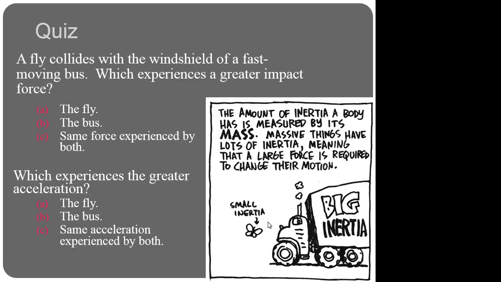Which one experiences a greater acceleration? Who says A? B? C? It's the fly. It should not be the same, because the same force on different masses gives different accelerations. Which is why, if somebody is driving a small car and somebody else is driving a lorry, like a cement truck, and they collide, it's usually the one driving the small car that gets the bigger hit.